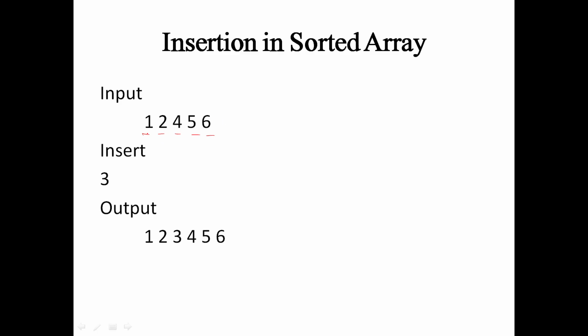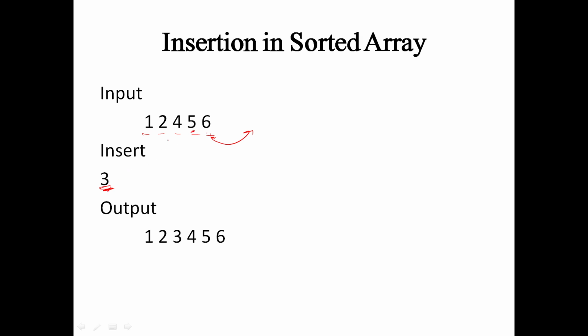I already have 5 elements in my array. They are 1, 2, 4, 5, 6. Now I want to insert 3. Okay, so we start comparing from the last element, 6. 3 is less than 6. So 6 has to be shifted right.